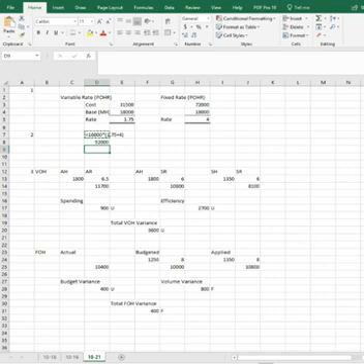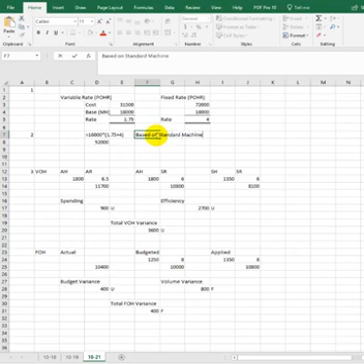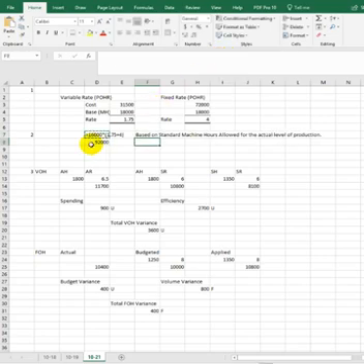So it should be $92,000 of applied cost based on the standard machine hours allowed for this level of production. Maybe call it the actual level of production. Okay, so that's 1, 2, 3.